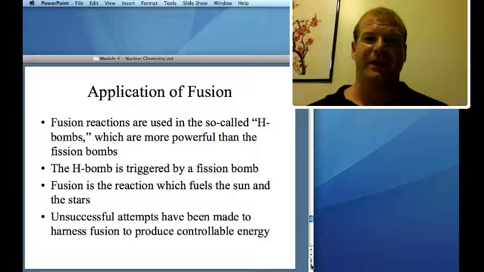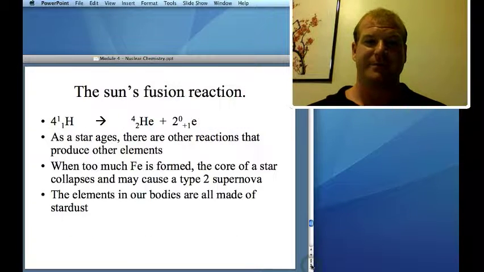We have not been able to figure out how to use fusion for electrical generation. We want to, but we're working on it. You know, we're not close. We're not close at all. It's going to take a long time to figure out how to use nuclear fusion to generate electricity. But fusion is used in the sun, and we hope to one day harness that.